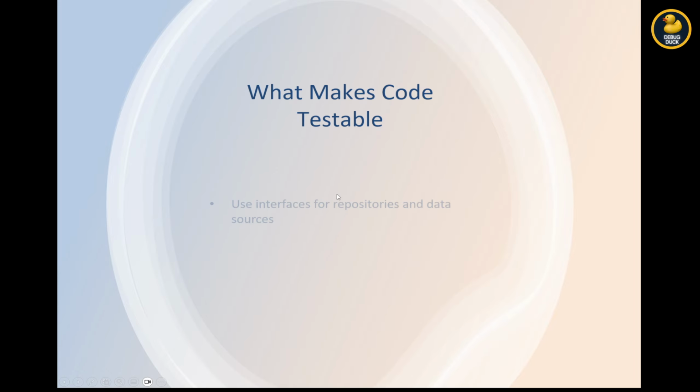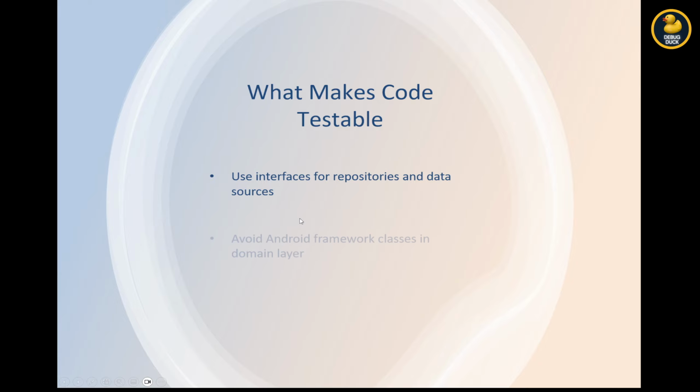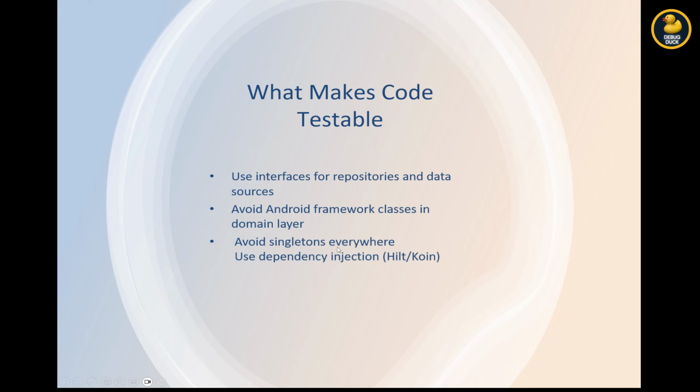What makes code testable? Use interfaces for repositories and data sources. Avoid Android framework classes in the domain layer. Avoid singletons everywhere. Use dependency injection, Hilt or Koin. And separate logic from user interface. Keep functions small and pure.